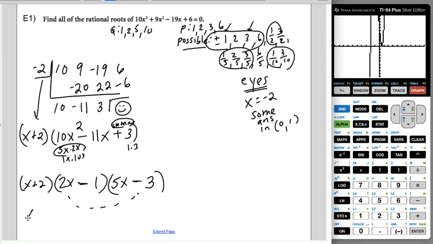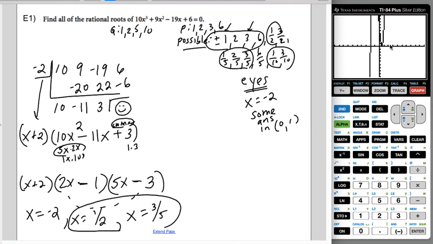And you end up getting that your answers are x is -2. X is 1/2, right? Because I'd add the 1 and divide by 2, right? And x is 3/5, which these are the two answers that on my graph look very close to one answer, which makes sense because one of these is 0.5 and one of them is 0.6. They're very, very close together.